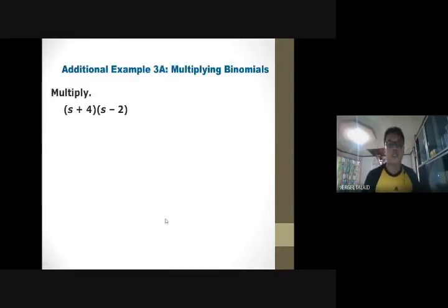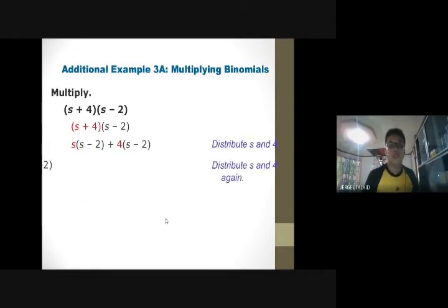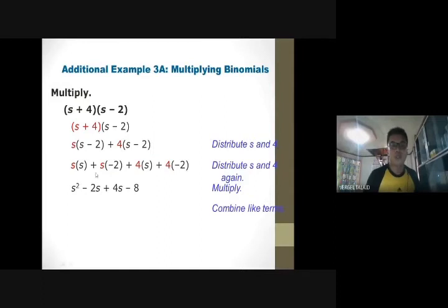Okay, another example, applying distributive. You distribute s to s minus 2, then 4 to s minus 2. So the result is s squared minus 2s plus 4s minus 8. So s times s is s squared, s times negative 2 is negative 2s, 4 times s is 4s, and 4 times negative 2 is negative 8.